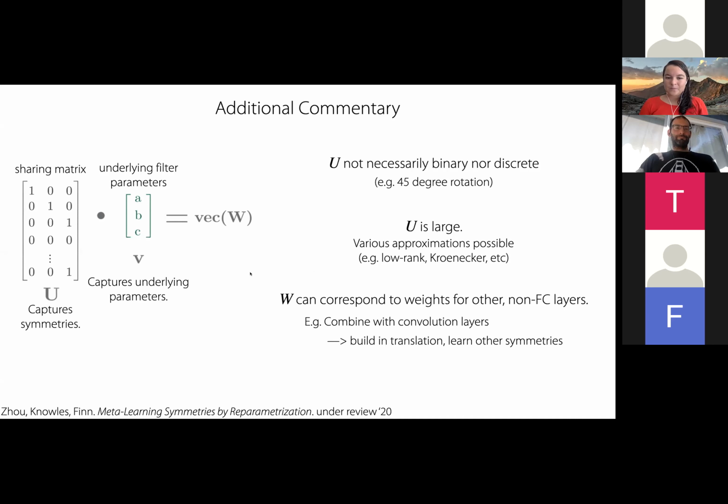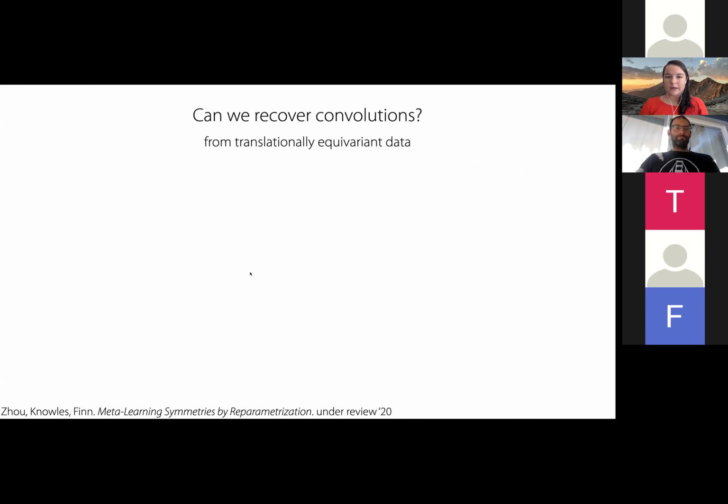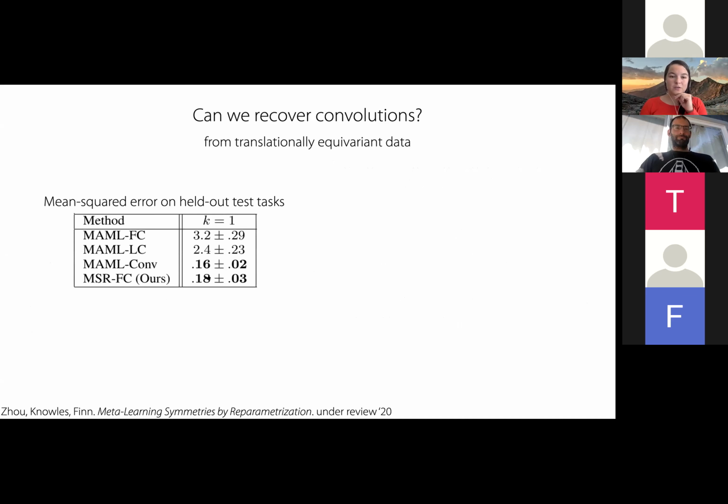Okay, so let's go to some of the experiments that we ran. The first question that we asked is, can we recover convolutions from translationally equivariant data? To do this, we generated synthetic data, a number of 1D convolution functions, and we measured the mean squared error on held out test tasks.